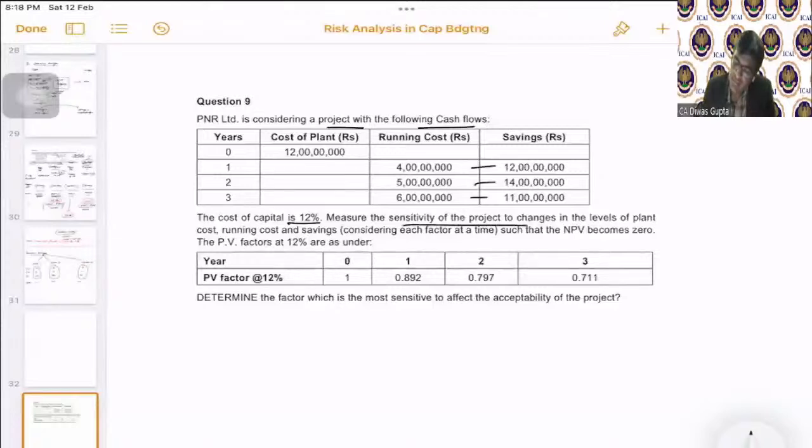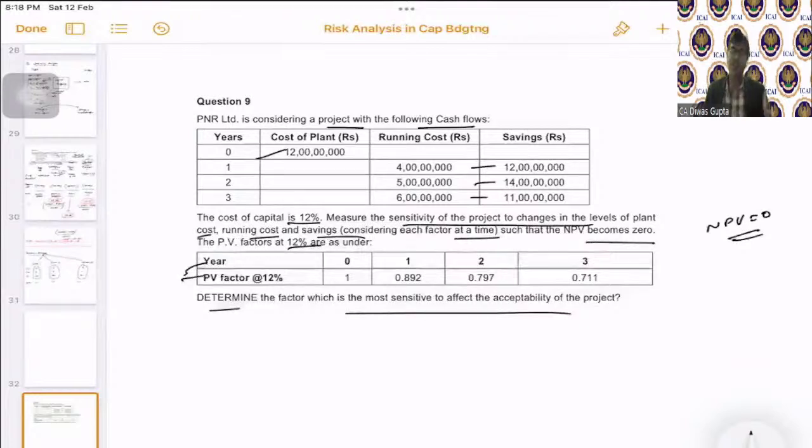Measure the sensitivity of the project to the changes in the levels of the plant cost, that means the initial capital, running cost and savings, considering each factor at a time such that the NPV becomes 0. So you have to do it in such a manner that the NPV becomes 0. The present value factors are also given. Determine the factor which is most sensitive to affect the acceptability of the project.